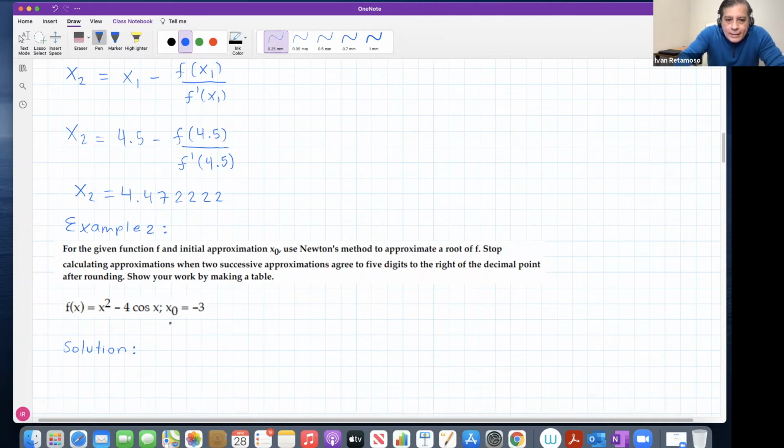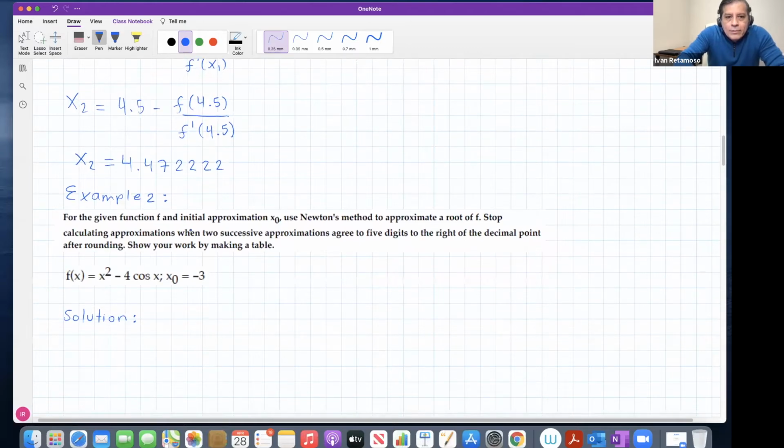They are giving us a guess, x0 equal to minus 3, to start with. Yeah, it's a numerical method, guys. They will always give you a first guess, and you just have to continue. It says: for the given function f, and an initial approximation x0 equal to negative 3, use Newton's method to approximate a root of f. Stop calculating approximations when two successive approximations agree to 5 digits to the right of the decimal point after rounding. Show your work by making a table.